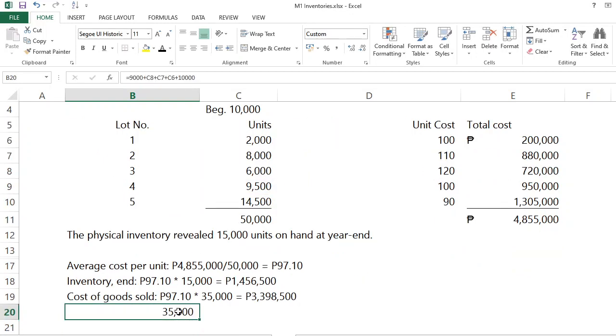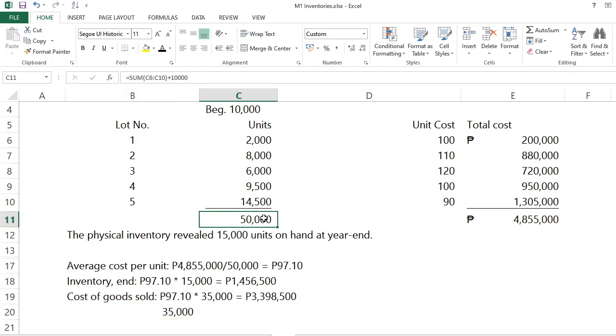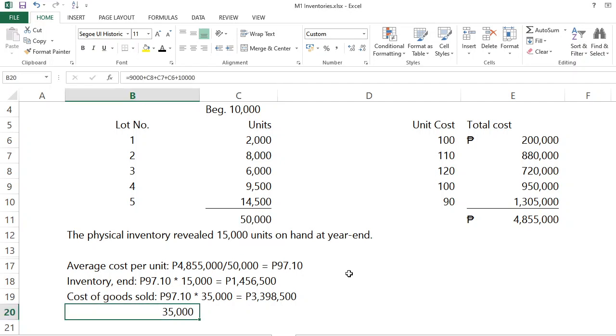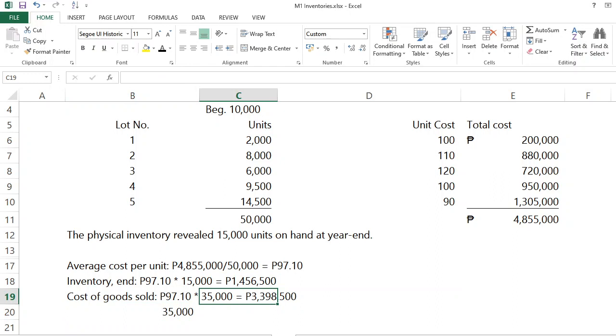And that is 35. So kung gusto nato i-sure, pwede ra pod. Pero kung gusto ta madali, total available minus ang nabilin, 35,000. So that would be our weighted average, inventory end, 1,465 and 3,398,500.